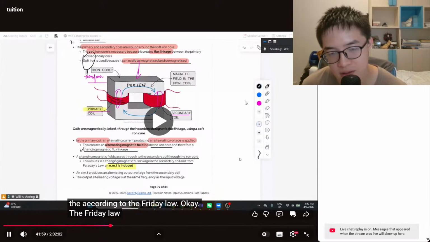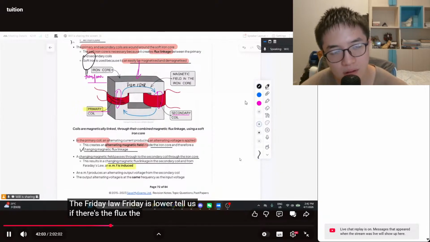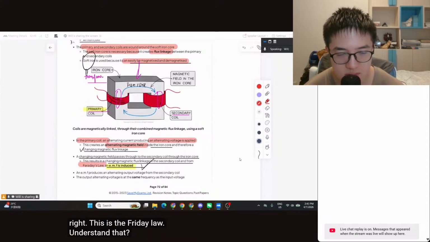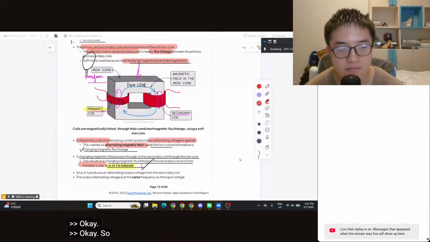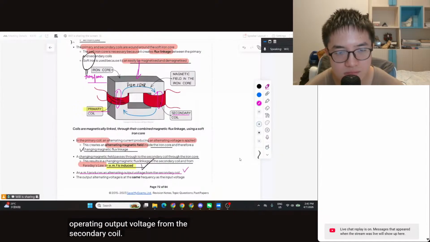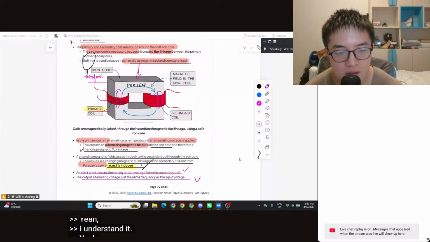Okay. Faraday's law tells us if there's a rate of change of flux, there's an EMF induced, right? This is Faraday's law. Understand that? And look at it. An EMF produces an alternating output voltage from the secondary coil. And the output alternating voltage is at the same frequency as the input voltage, right? Okay, no problem.